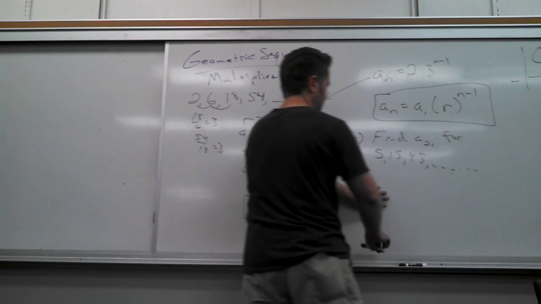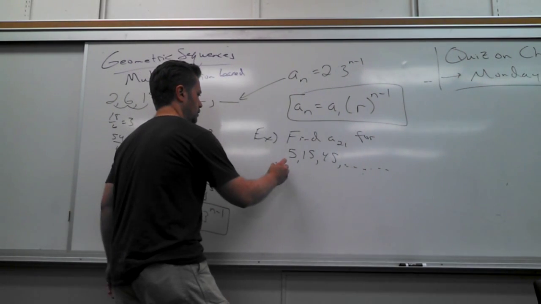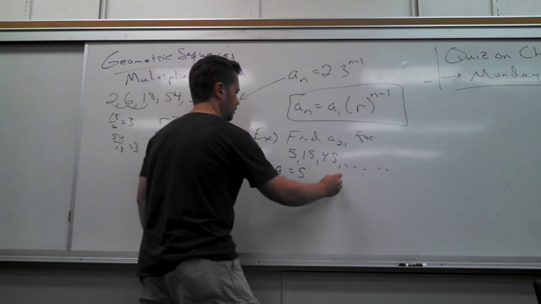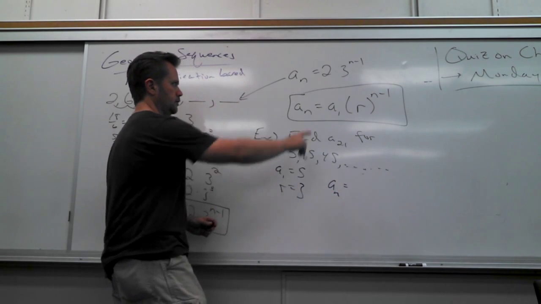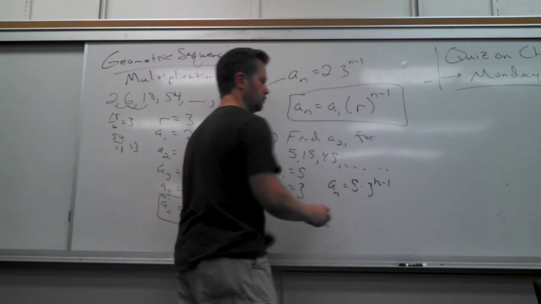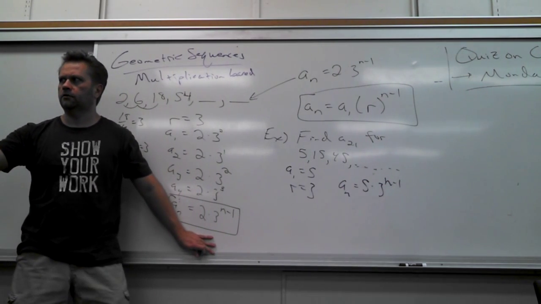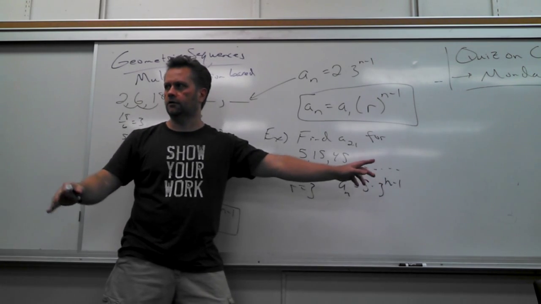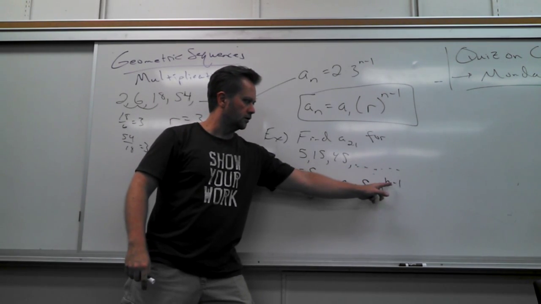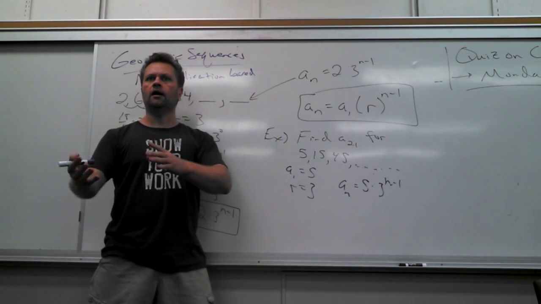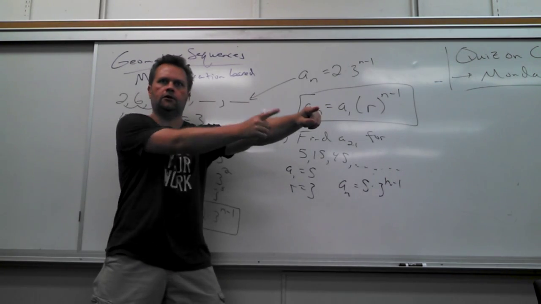So A1 is 5. R is 3. So then AN is going to be 5 times 3 to the N minus 1. Now, what does the N stand for? Which term you want. So if I plug in 2, 2 minus 1 is 1, 3 to the 1 times 5 is 15. Check. So whatever number I plug in for N, I'm going to get that term in the sequence.